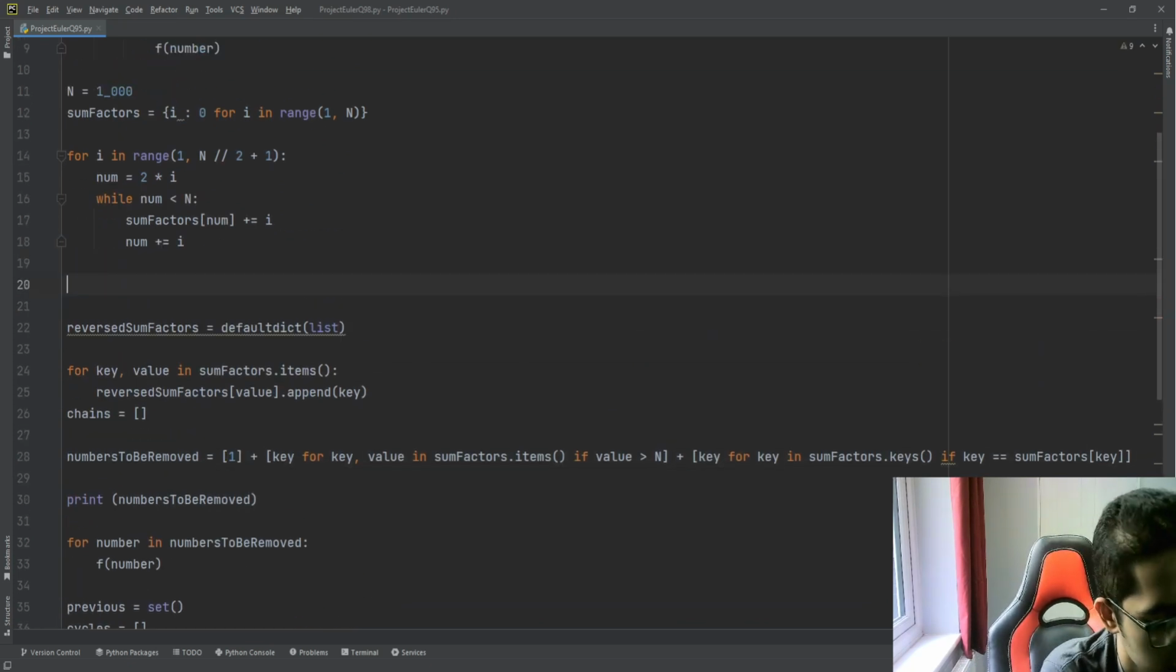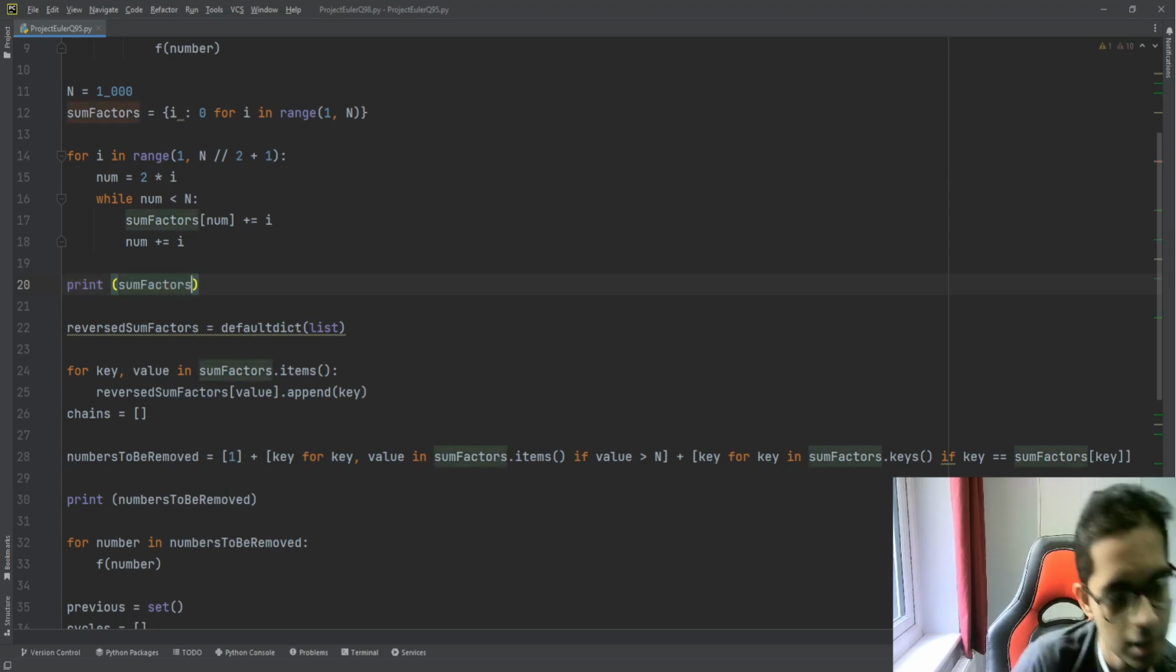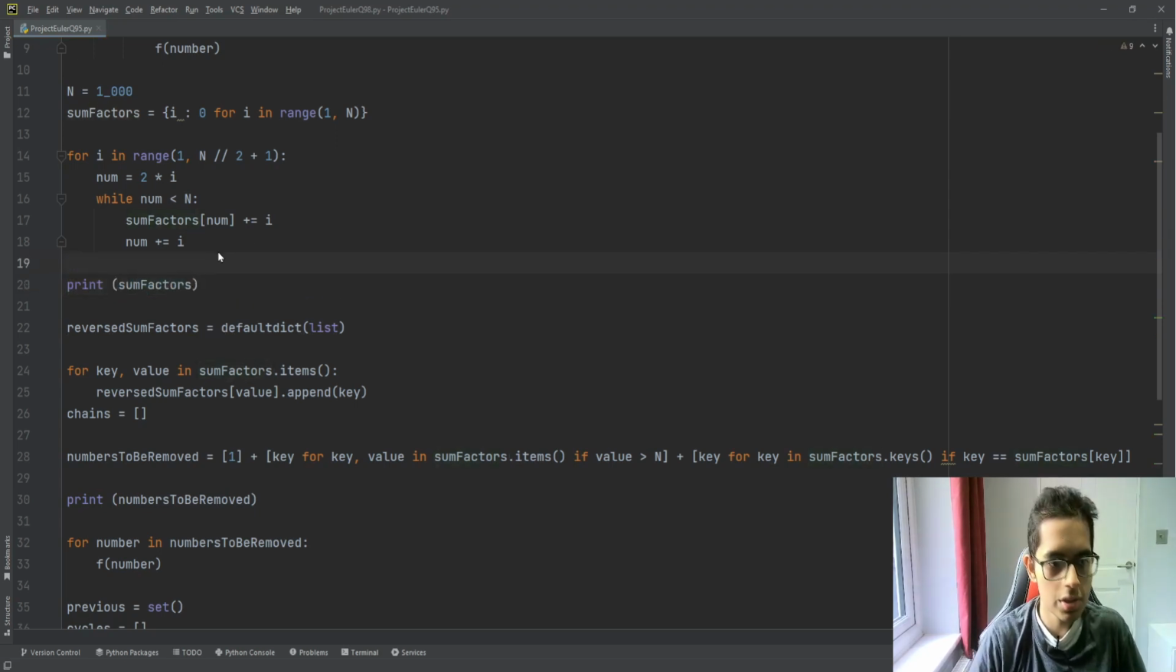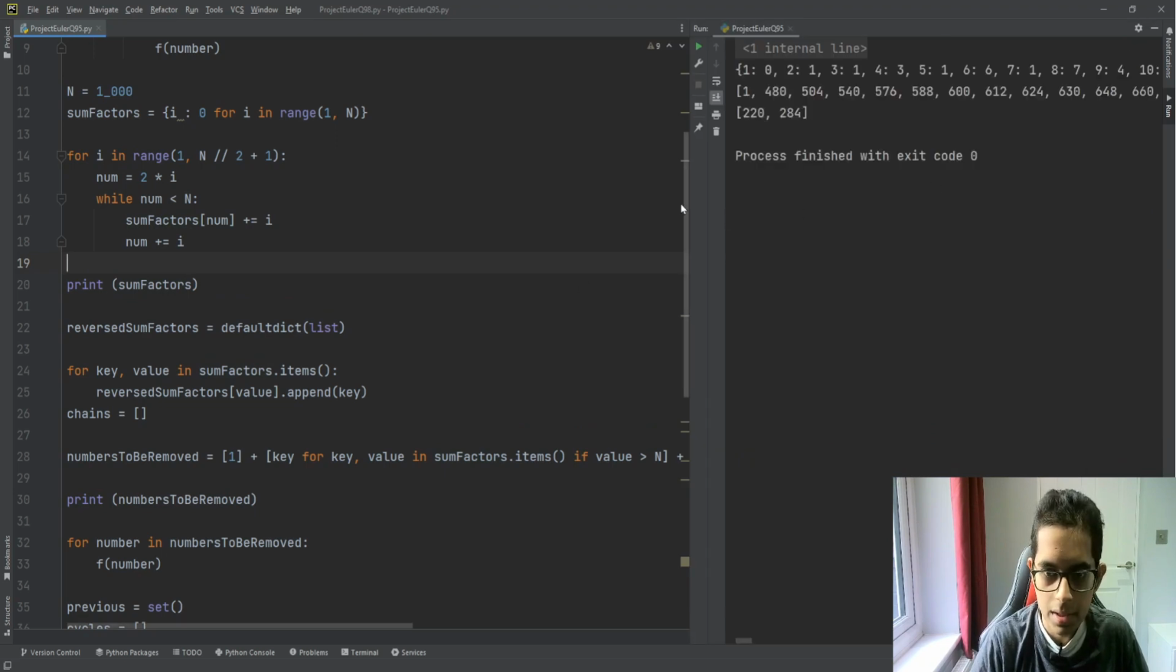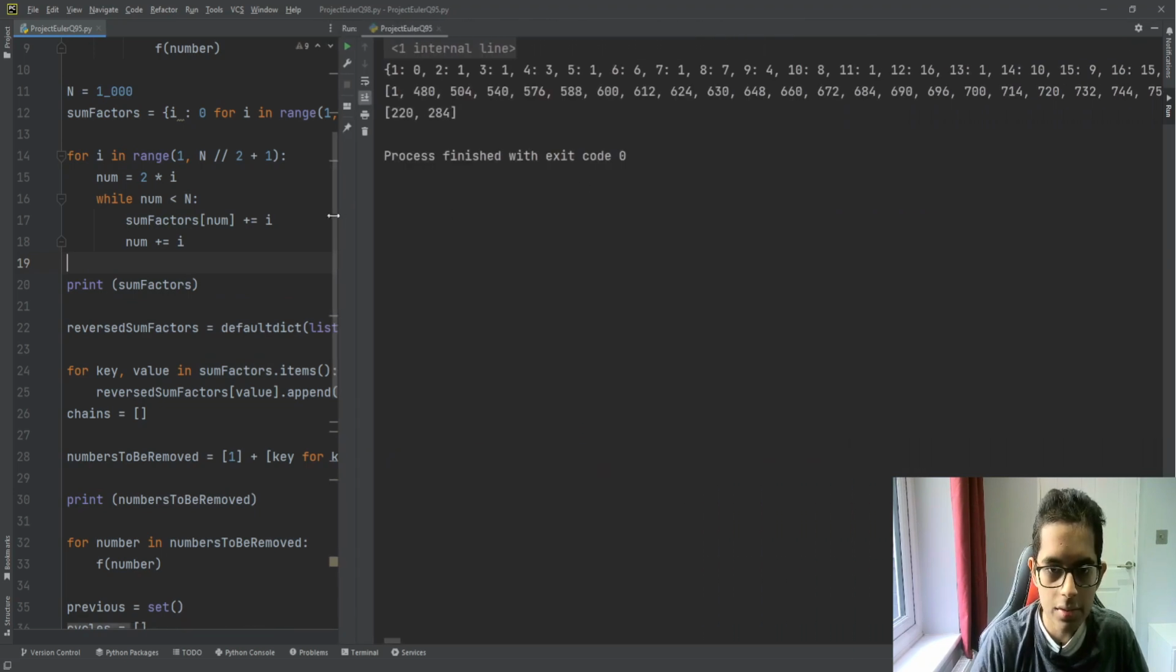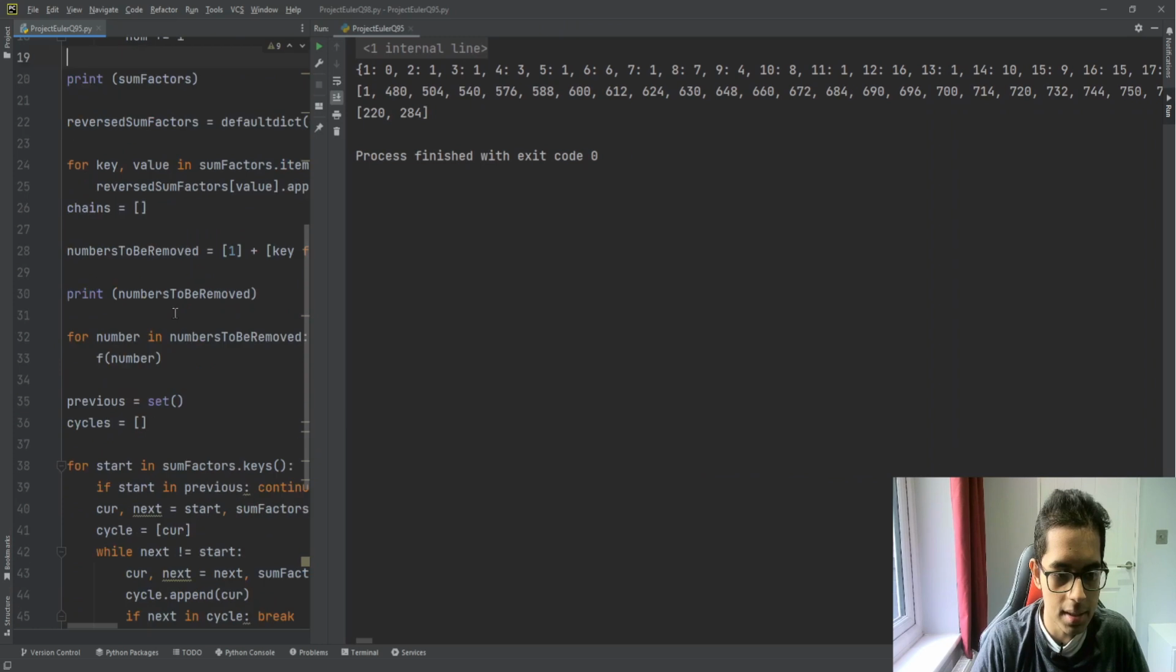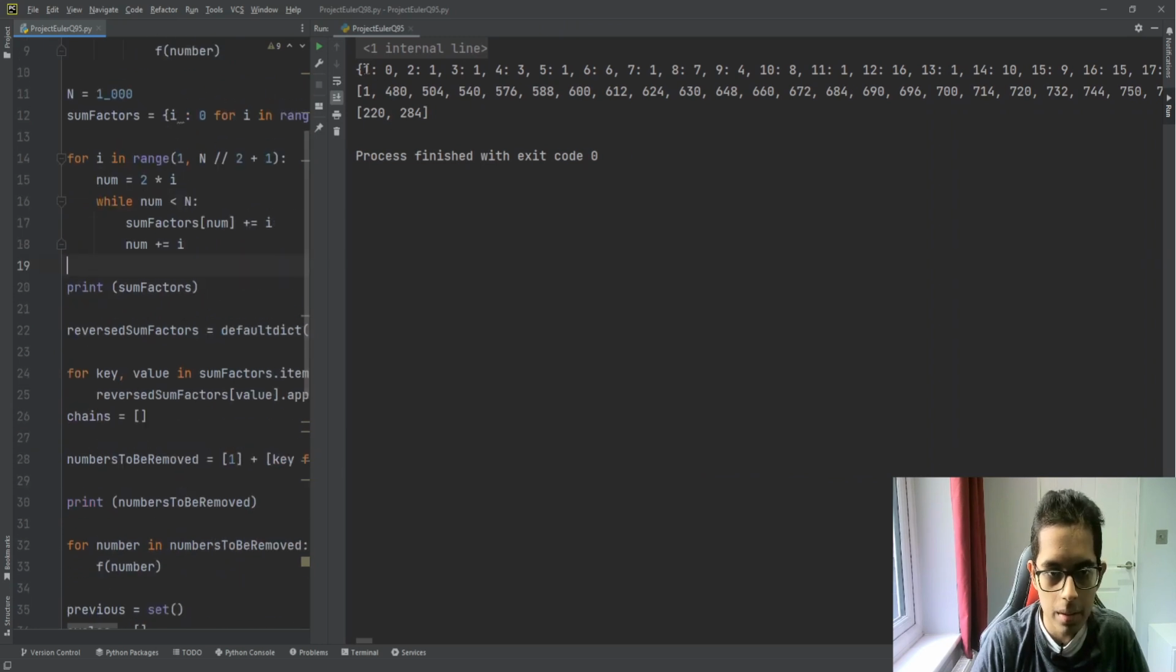So essentially, I'll just print off sum factors, just so we can see a quick demonstration. Okay, ignore the numbers towards the end, they're the later parts of the program. But the very first line is just what we're concerned with at the moment. So for example, the number 9 returns 4. And this makes sense since the factors of 9 are 1, 3, and 9. We ignore 9, so just 1 and 3. When we add them, we get 4.